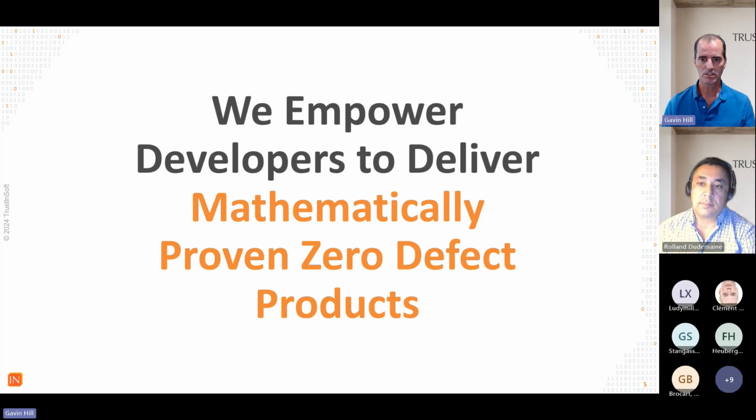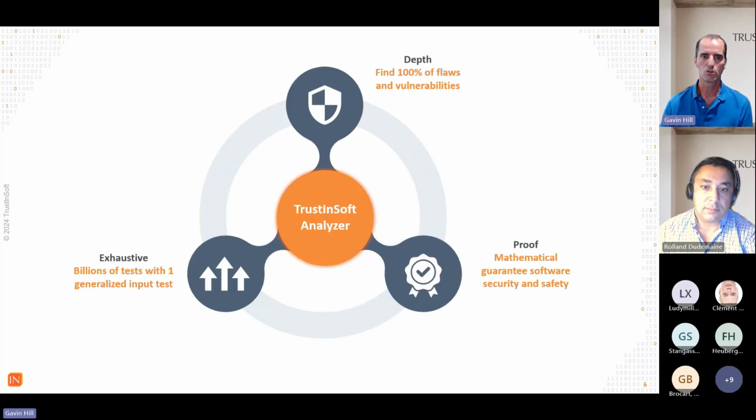A little bit about TrustInSoft if you're not aware who we are. Our mission as a company is really to empower developers to deliver mathematically proven zero defect products. Oftentimes when we mention that, people go, well, what exactly does that mean? Our tooling uses abstract interpretation and formal methods to really deliver in three areas. One is from a depth perspective, where we ensure that we're identifying 100% of the flaws and vulnerabilities, and that's a tall order to mention.